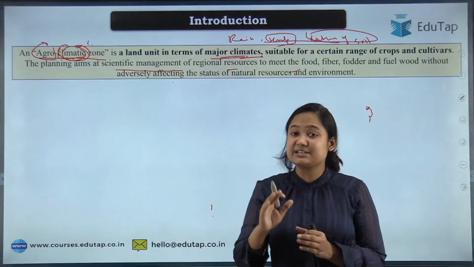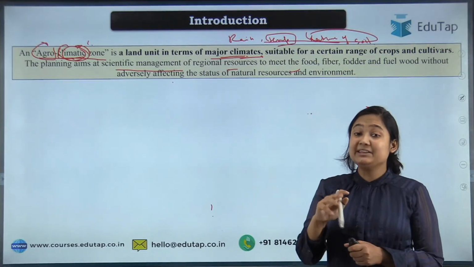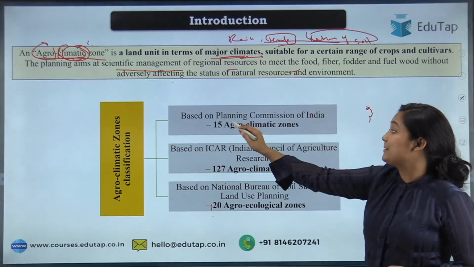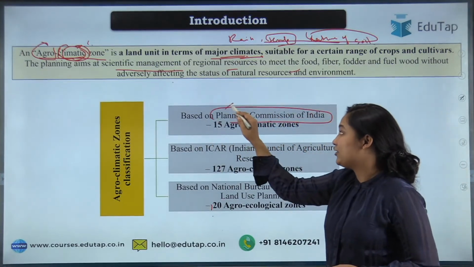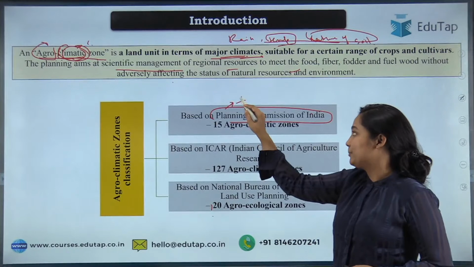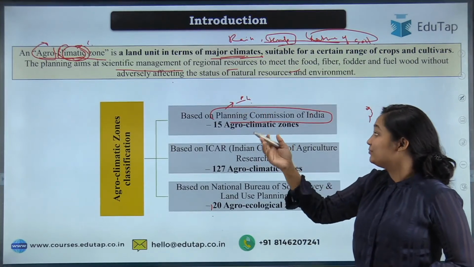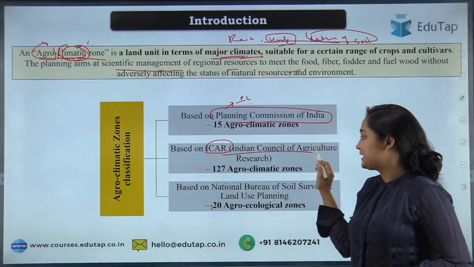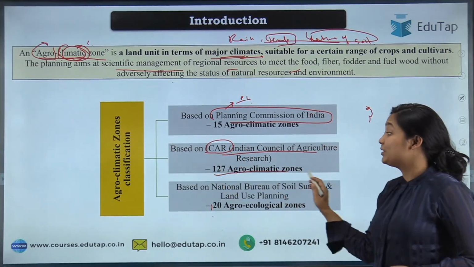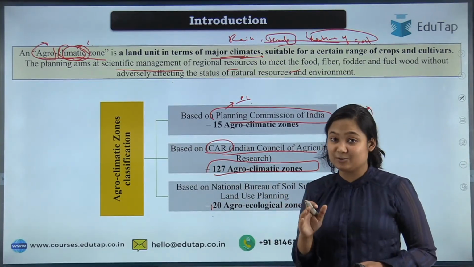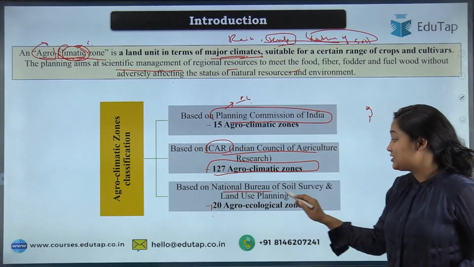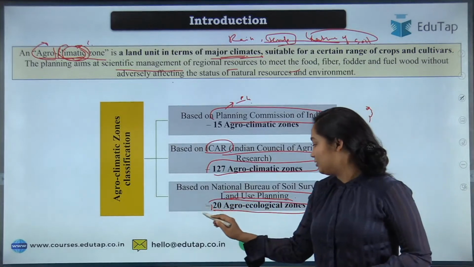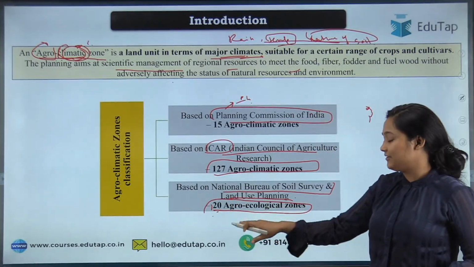So for classification, we need to have some bases, and there are three classification bases that we need. First of all was given by Planning Commission of India. They plan out the agriculture plans or schemes before Niti Aayog came into the picture. Then there was ICAR, which has given 127 agroclimatic zones. Then there is the National Bureau of Soil Survey and Land Use Planning, and they have given 20 ecological zones that are further divided into subregions.